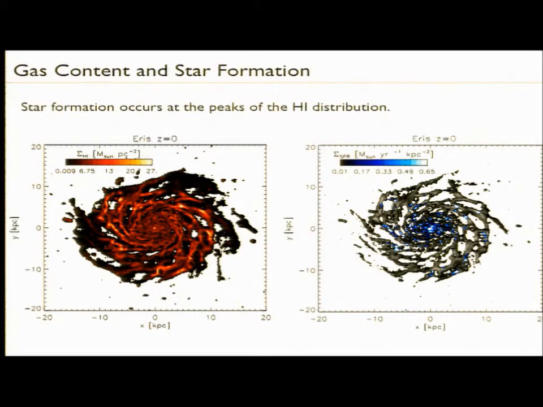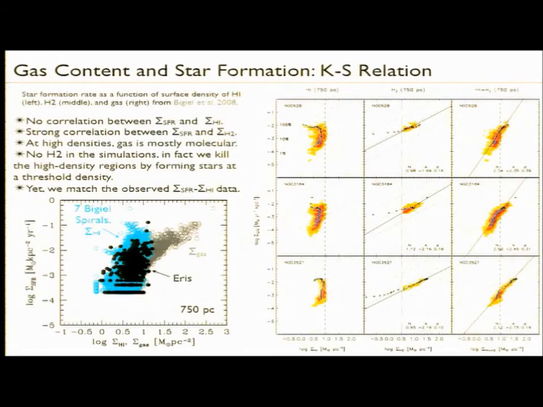So this is the gas surface density, and this is the star formation rate surface density, and you put this together and try to see whether we match the Kennicutt-Schmidt relation, for example. This is the Bigiel plot that you know very well.